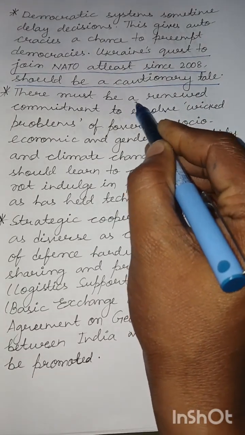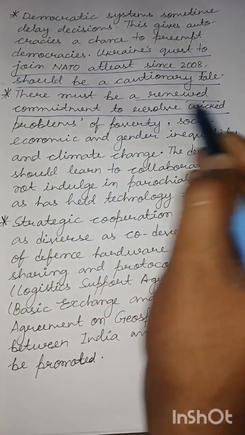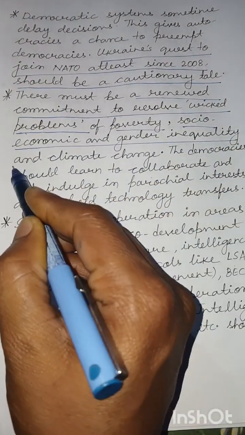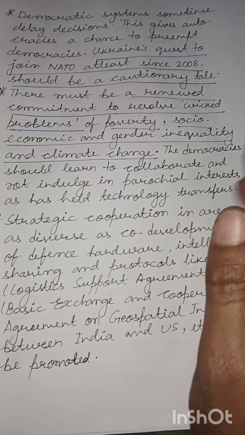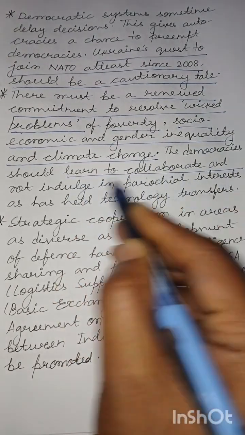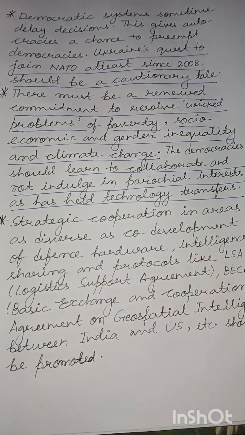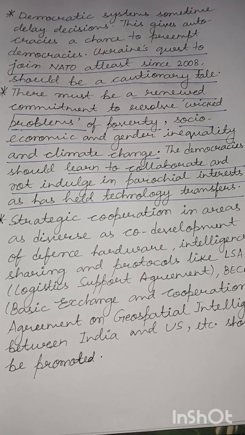There must be a renewed commitment to resolve wicked problems like poverty, socio-economic and gender inequality, and climate change. The democracies should learn to collaborate and not indulge in parochial, that is, quite selfish interests, as has held up technology transfers. Many people are suggesting that the advanced democratic economies, for example the United States and the European Union, should allow more technology transfers on more liberal terms rather than insisting on IP, that is intellectual property, protection.